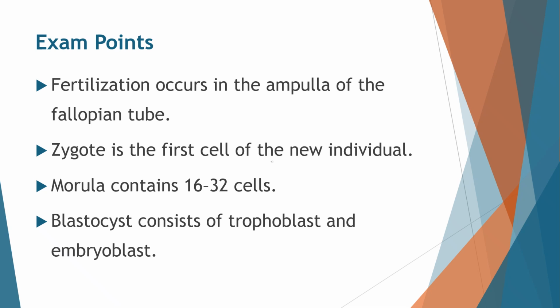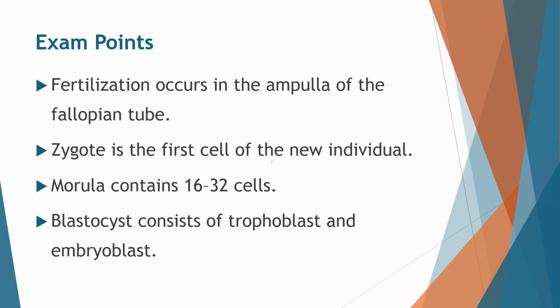The second point is about the zygote. The zygote is the first cell of the new individual. It is formed when the sperm and the ovum unite during fertilization. From this single cell, the entire baby develops. The third point is about the morula. The morula is a solid ball of cells that contains about 16 to 32 cells. It resembles a mulberry and develops around day 3 to day 4 after fertilization.